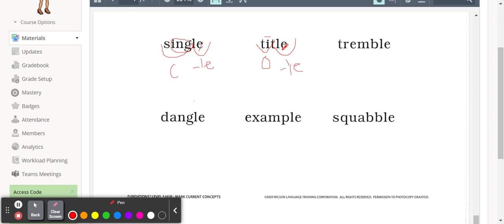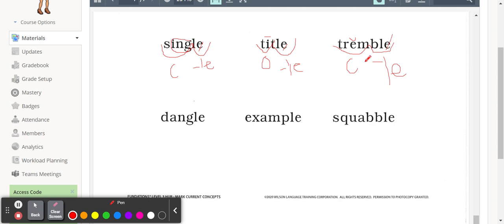I like this next word. Tremble. If you tremble, you shake. Some people tremble with fear when they're nervous about something, or when they're cold, they tremble. Trem is a closed syllable with that short E, and ble is consonant LE. Cross off the silent E.